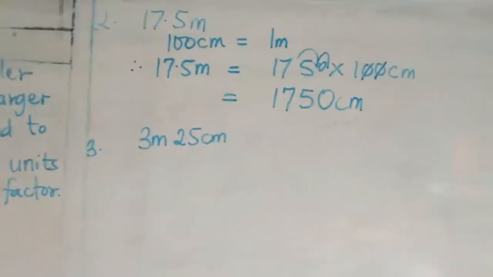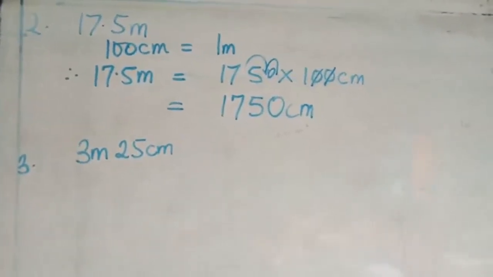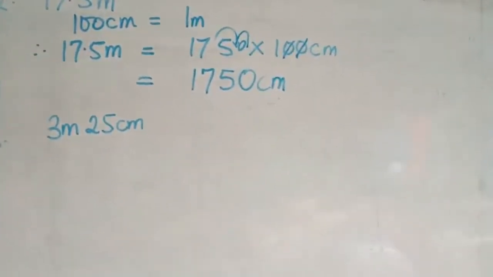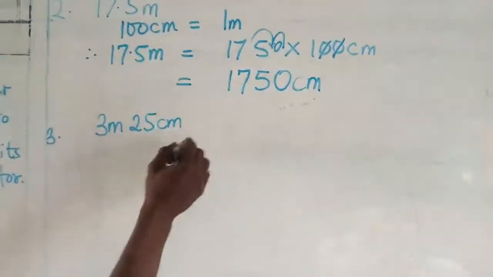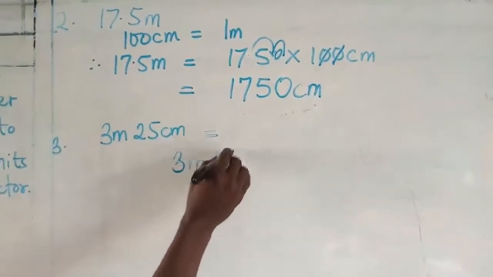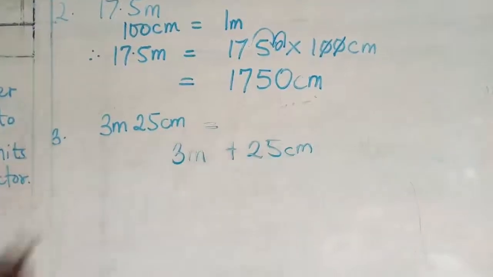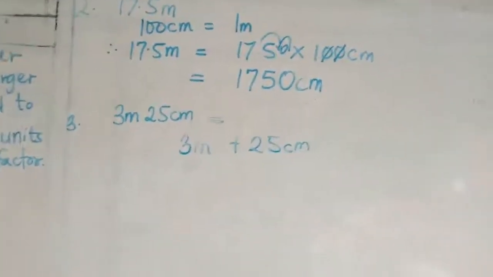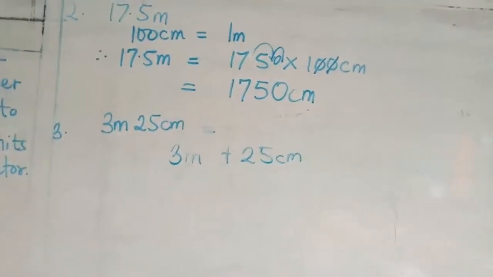Example 3. Change 3 meters 25 centimeters to centimeters. Do not forget there is centimeter in the question. So we can break this down further to give us 3 meters plus 25 centimeters. That is the meaning of this. 3 meters 25 centimeters is the same thing as 3 meters plus 25 centimeters.